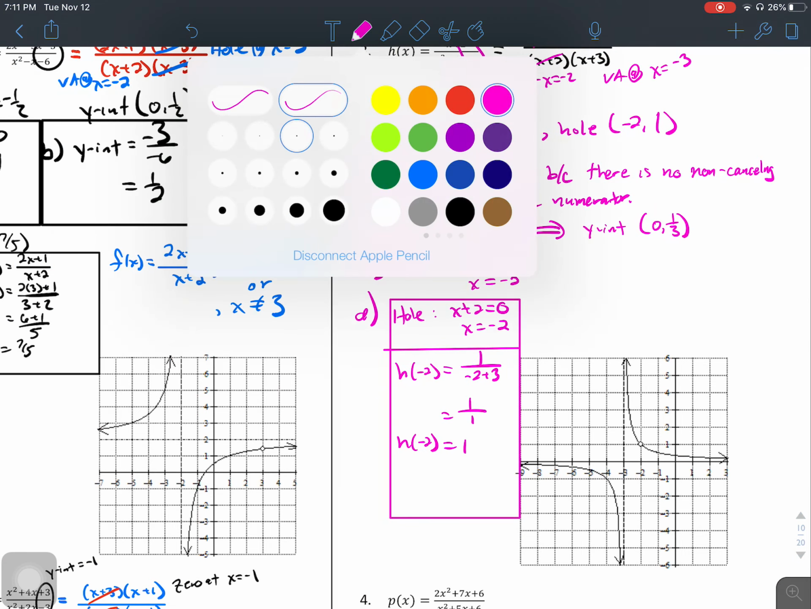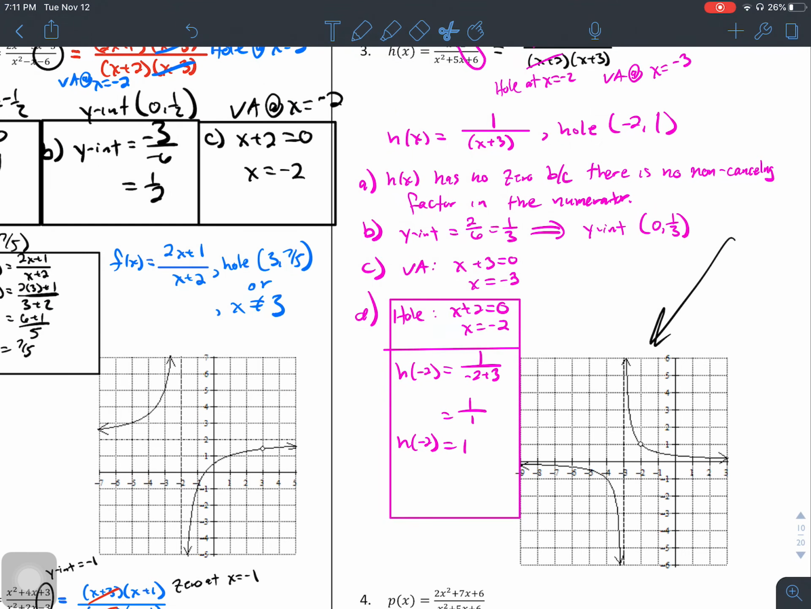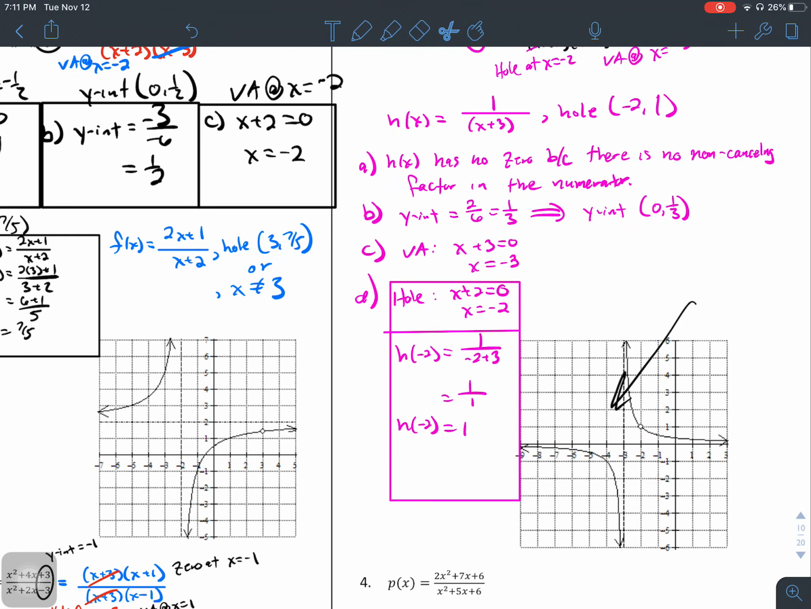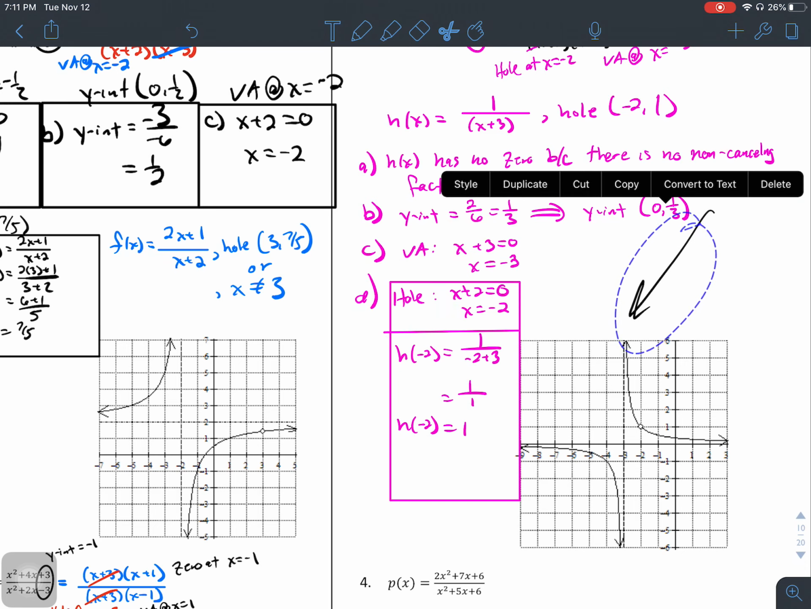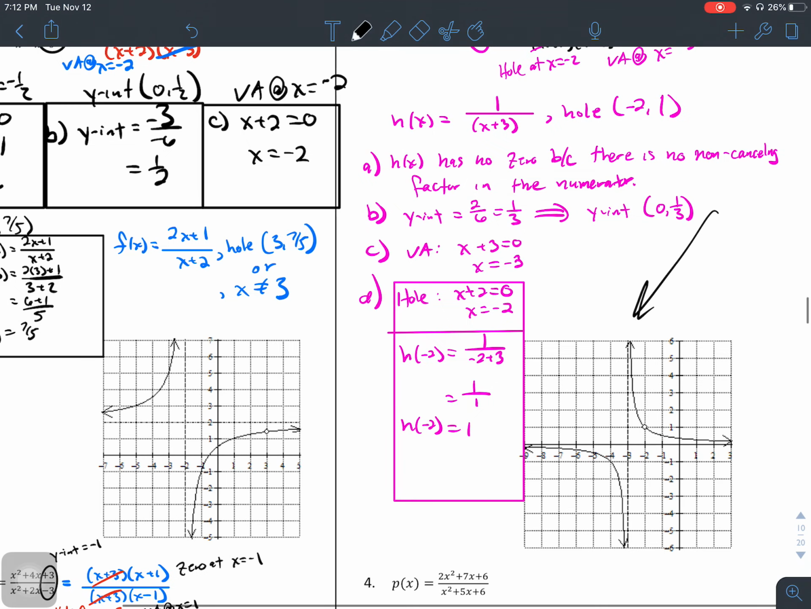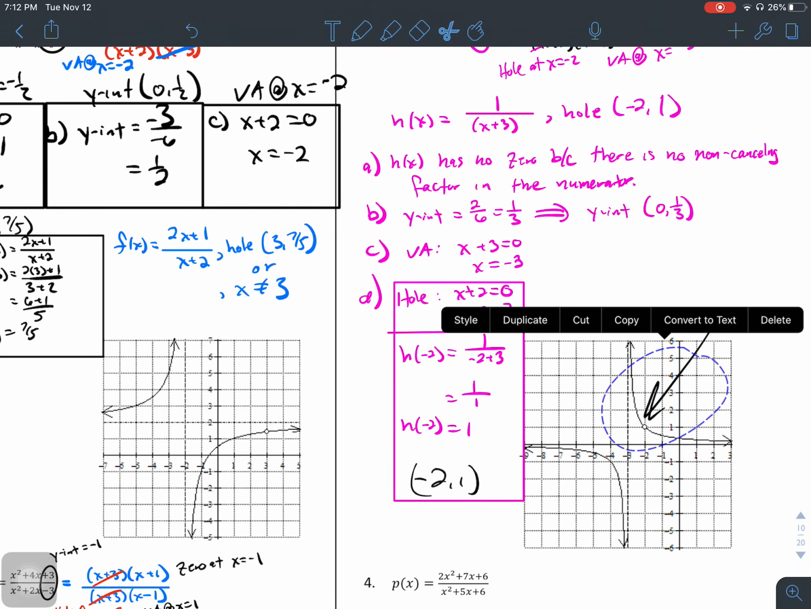Let's just look at the graph and see if everything is making sense. That has no zeros. Well, does this graph ever touch the x-axis? No, that checks out. Y-intercept is 1/3. This looks like it could be 1/3. Vertical asymptote at negative 3. You betcha. Hole's coordinates are negative 2, 1. Should write that down someplace. Hole's coordinates, negative 2, 1. That all checks out.